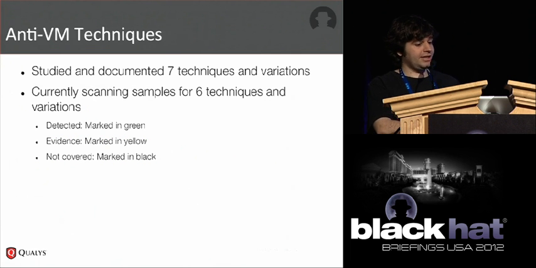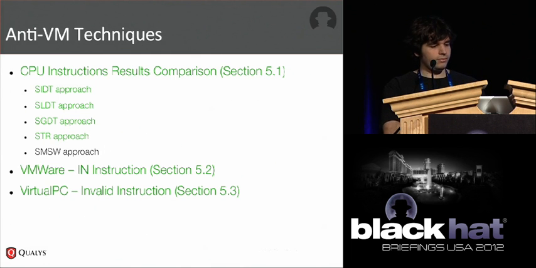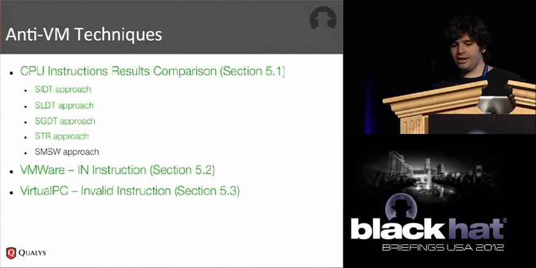For anti-VM, we have 7 techniques, and we are currently detecting 6 of them. So now, Rodrigo, we have some new techniques for which we implemented detection. What are these techniques?